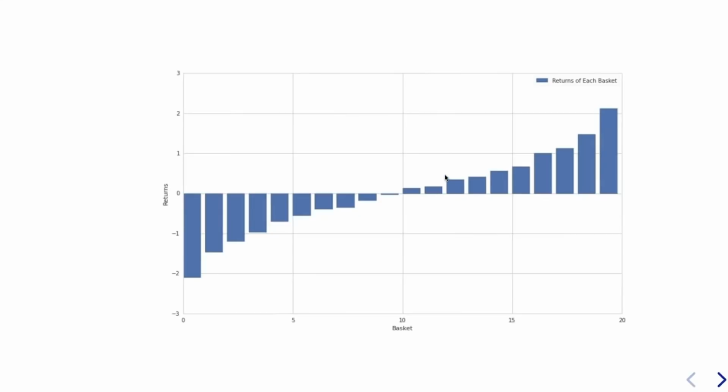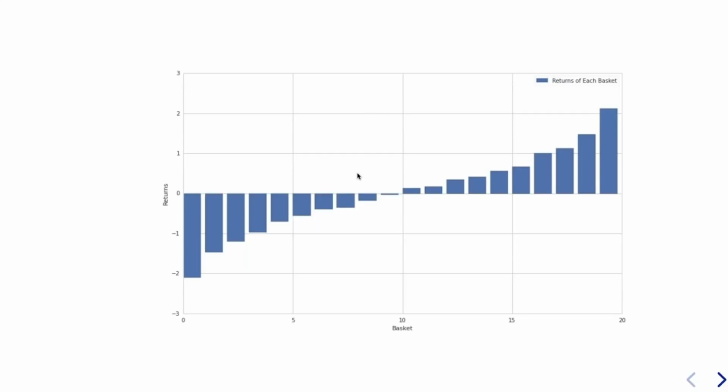What I've done here is I made a bunch of random factor returns. This is all just toy statistics to make a pretty picture. But the idea is that as our factor value increases, we're going to be in a higher valued basket, and we're going to have a higher return associated with it. So this top basket here is what we're going to go long on, and this bottom basket here is what we're going to go short on.